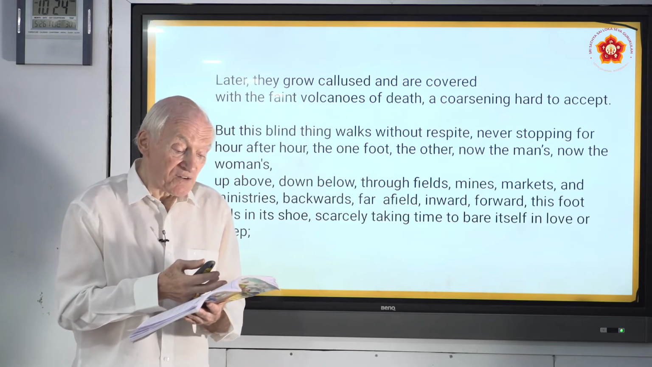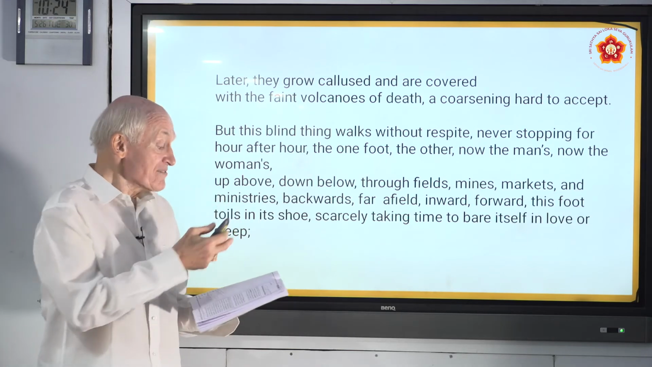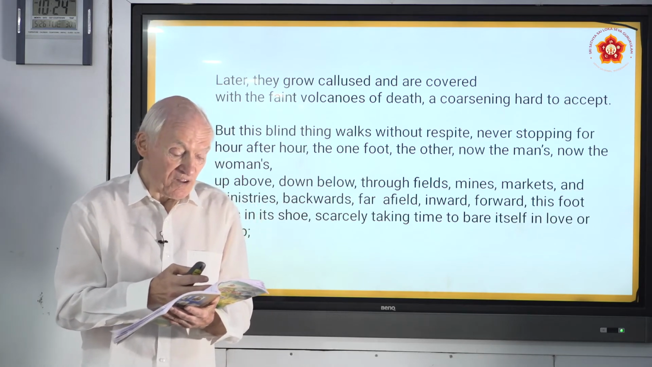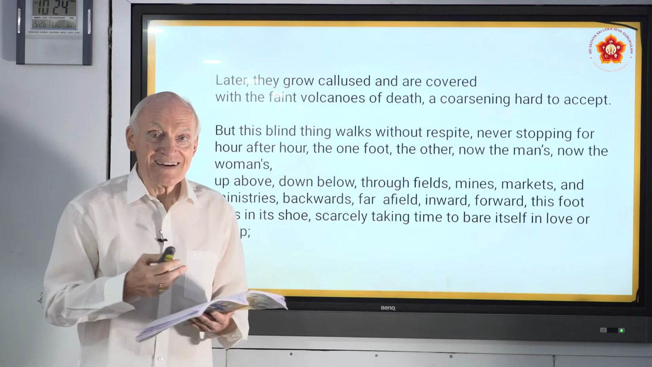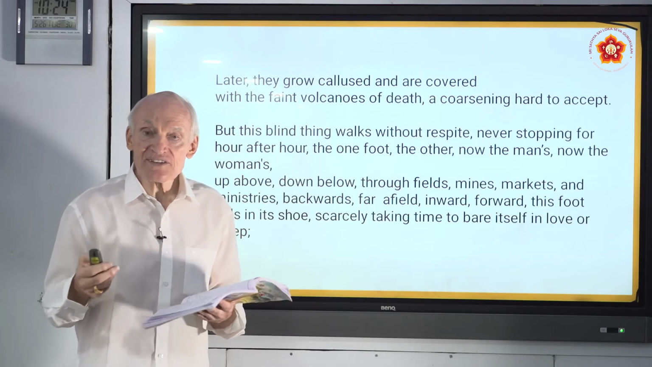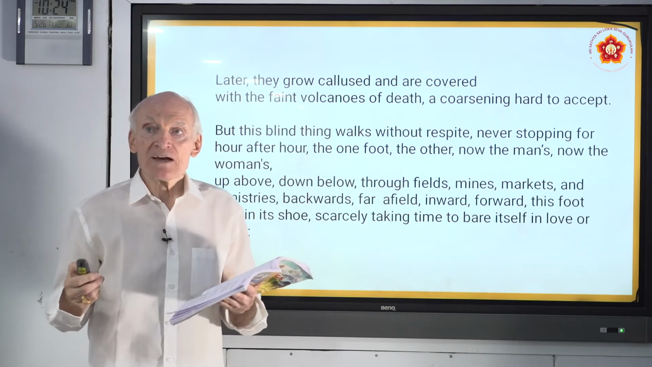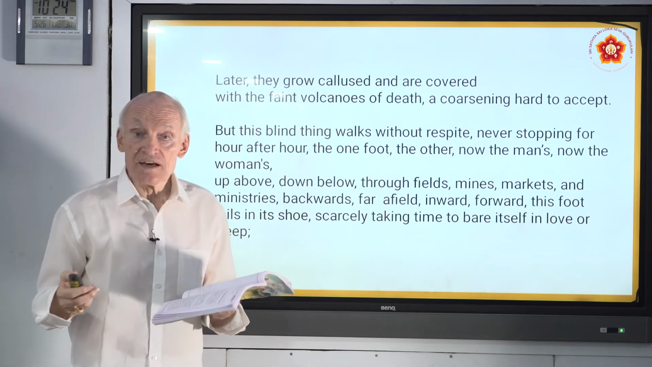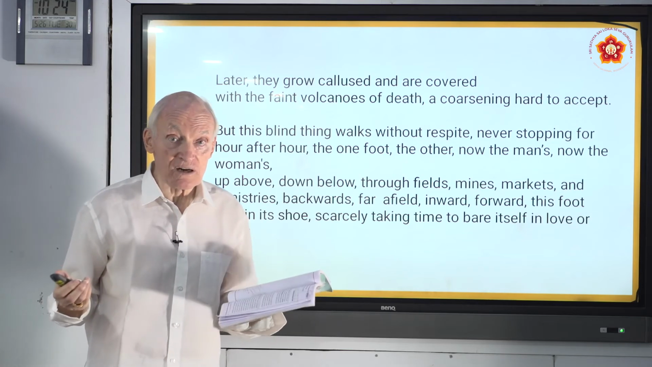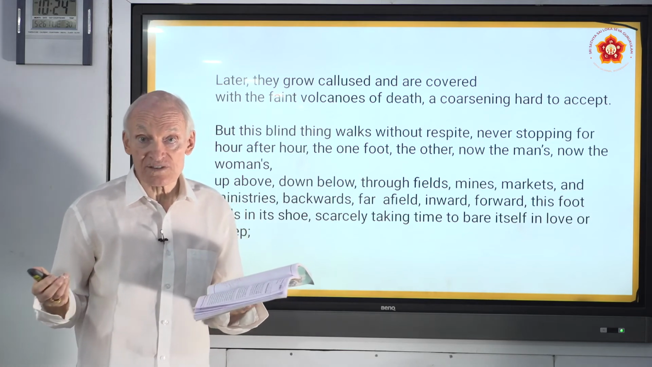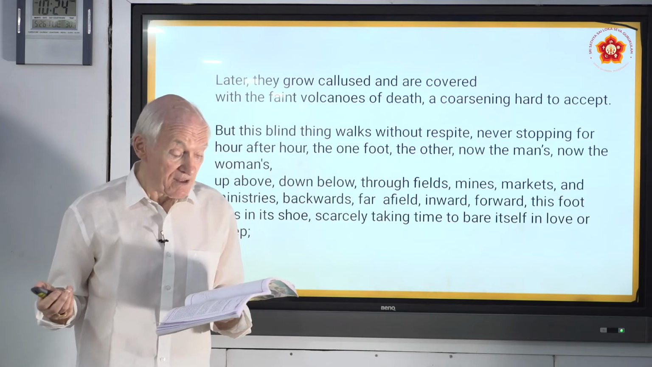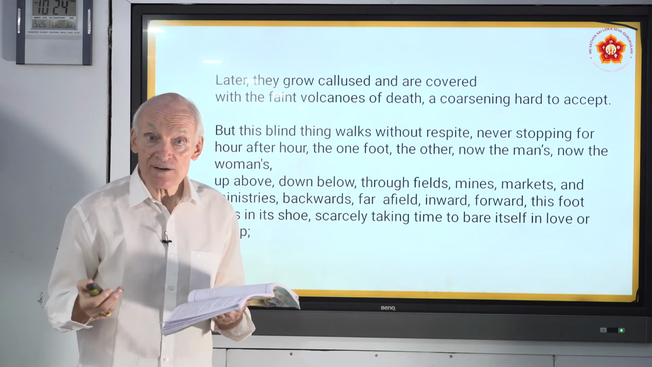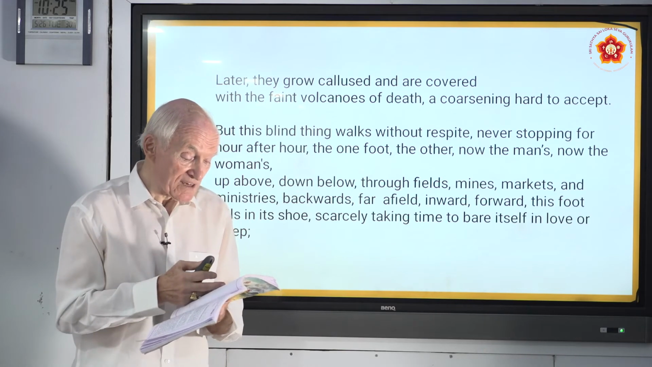He's saying this thing walks without respite, never stopping for hour after hour, with the one foot, the other. So it keeps going. And this is actually a compliment to the average person. When this was written in 1950, back then the work week was much longer, 40 to 45 hours. Some people would work even longer than that. And these people would keep going to work and keep going no matter how hard it was. They would keep walking, one foot after another.